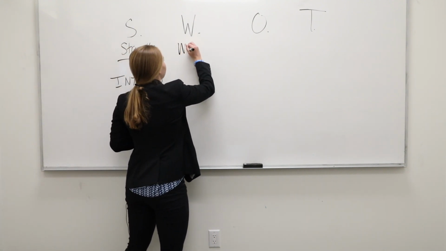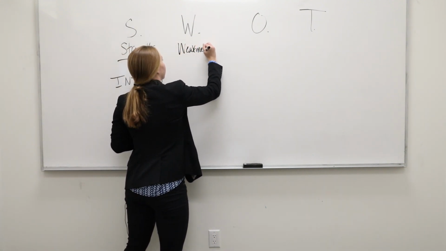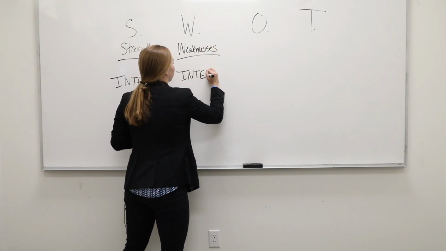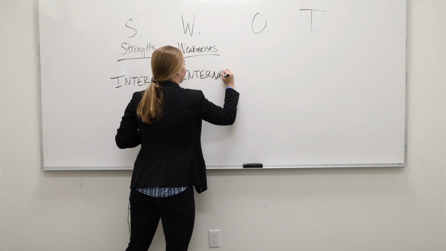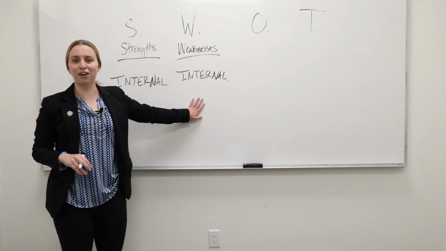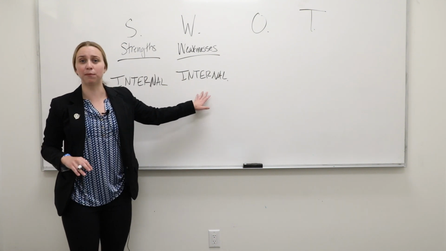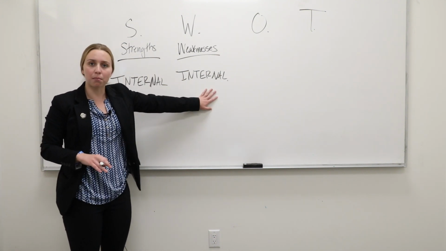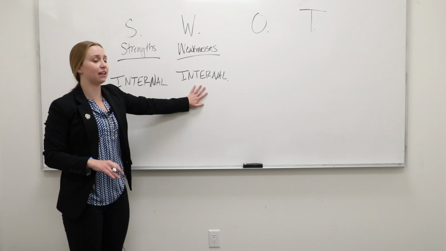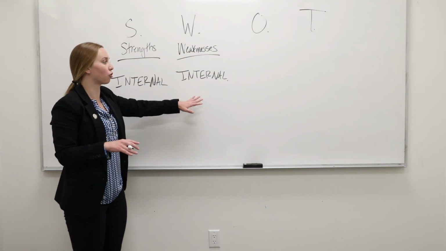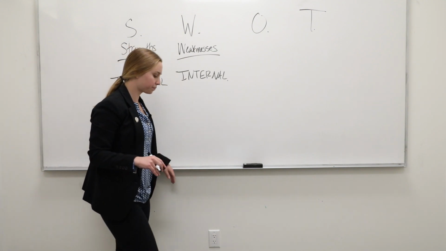The next section is weaknesses. This is also internal. So maybe it takes a really, really long time to grow your pineapples. Okay, well that's a problem. Maybe you have limited inventory, right? Because your factory can only hold so much. So think about the internal weaknesses.